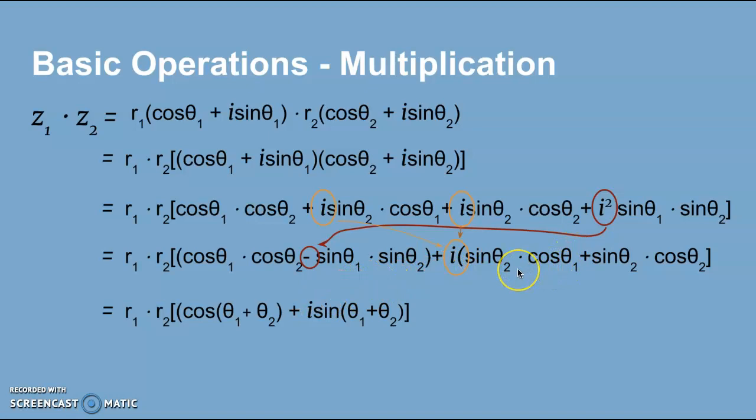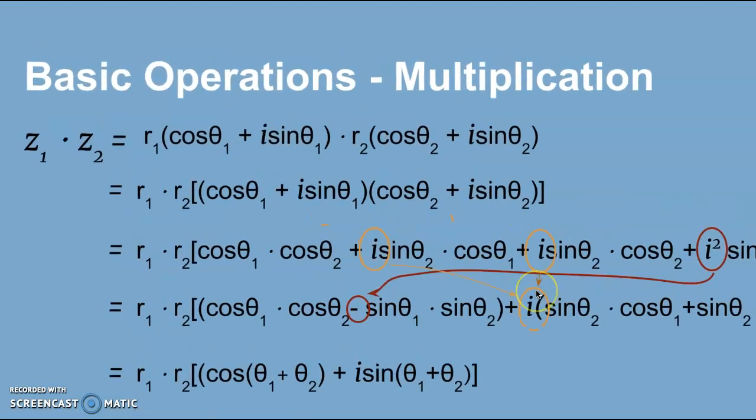And then I have sine theta 2 times cosine theta 1, sine theta 1 times cosine theta 2. That's sine of theta 1 plus theta 2. And so this is just r1 times r2 cis theta 1 plus theta 2. And I just noticed that in the previous line, I should have had sine theta 2 cosine theta 1, sine theta 1 cosine theta 2. This 2 should be a 1.